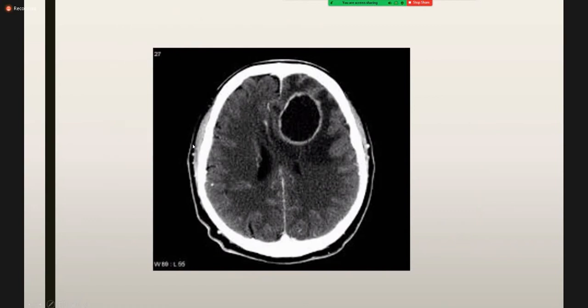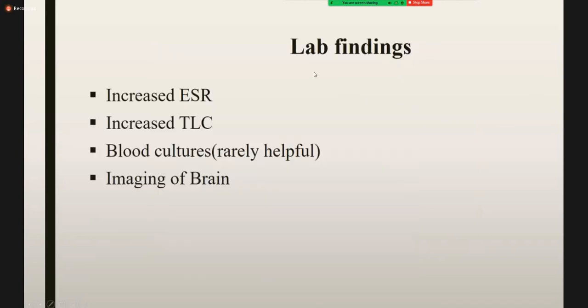The CT scan of the brain shows a solitary brain abscess here, a ring enhancing lesion. Again, in lab findings, you may find increased erythrocyte sedimentation rate and increased total leukocyte count, and blood cultures are rarely helpful. Imaging of the brain will be helpful in the diagnosis of brain abscess.